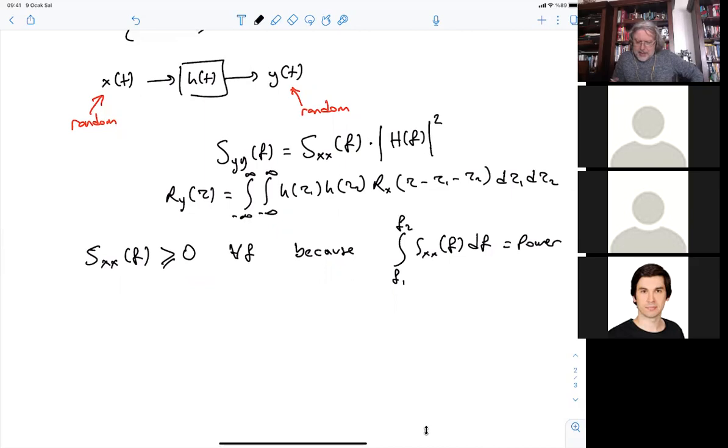And this is a critical observation. It also shows that since the power spectral density is always positive, when you multiply it with H of f magnitude squared, and magnitude squares are also positive terms, multiplication of a positive term and another positive term will give you a positive term. So Syy of f is, of course, then naturally positive as well.